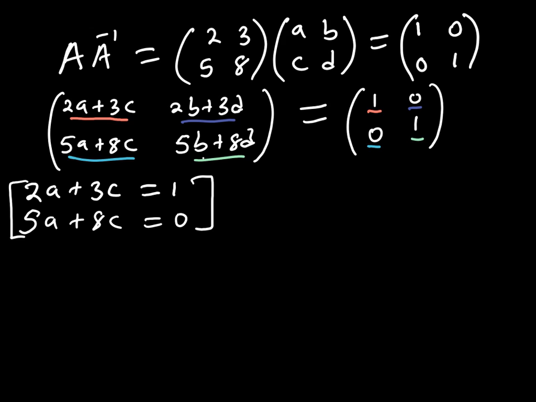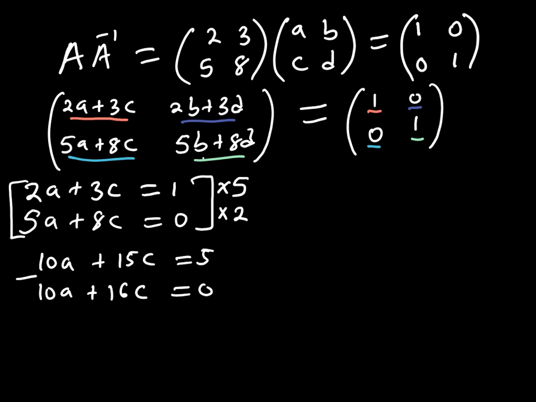You have looked at simultaneous equations by methods apart from the matrix method. You have seen what we call elimination and substitution. Okay, so let me use elimination. If I want to eliminate a, I'll multiply the first equation by 5 and the second by 2, so that I get 10a plus 15c equals 5. Then below it will be 10a plus 16c equals 0.